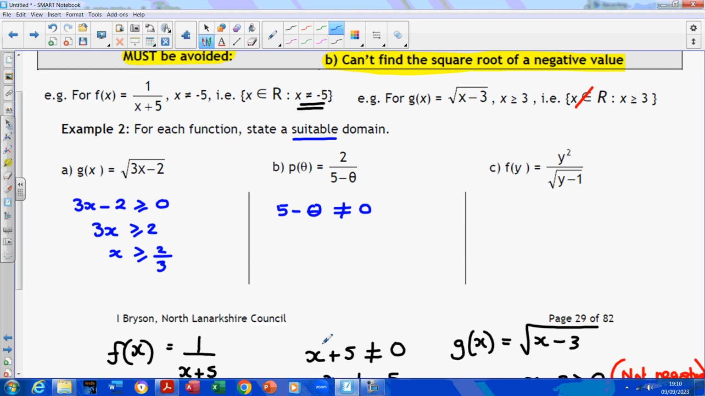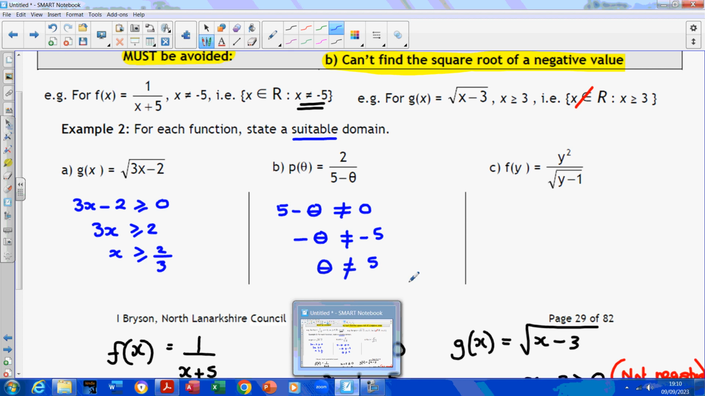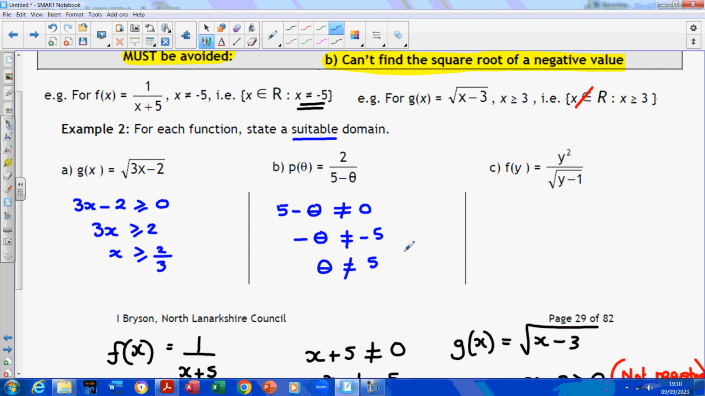Now I've got that wee equation to solve. So I could take 5 away from both sides, so minus theta cannot be equal to negative 5. That's negative 1 times theta, so I'm going to divide by negative 1. So theta cannot be equal to 5. And that's the largest and most suitable domain for that function.